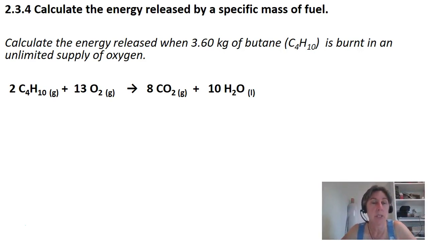So the question is: calculate the energy released in kilojoules, although it doesn't say what units it wants your answer in, when 3.6 kilograms of butane is burnt in an unlimited supply of oxygen. So this particular example doesn't have any change in enthalpy here. So if you're not given the change in enthalpy, then you need to look in the data booklet.